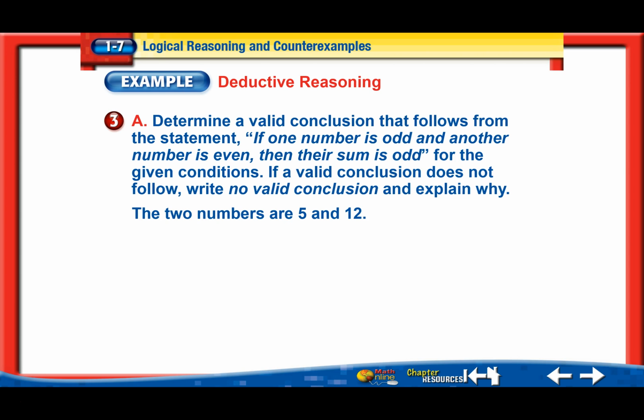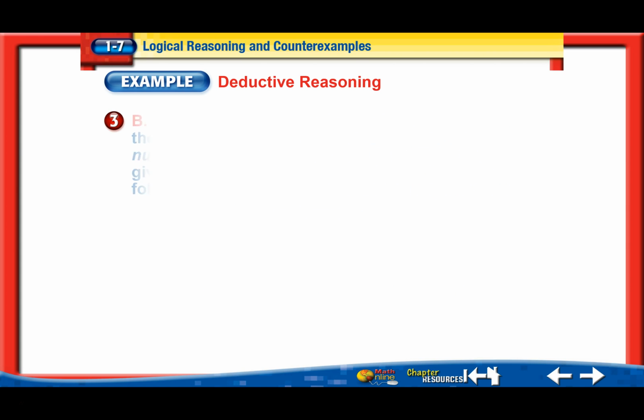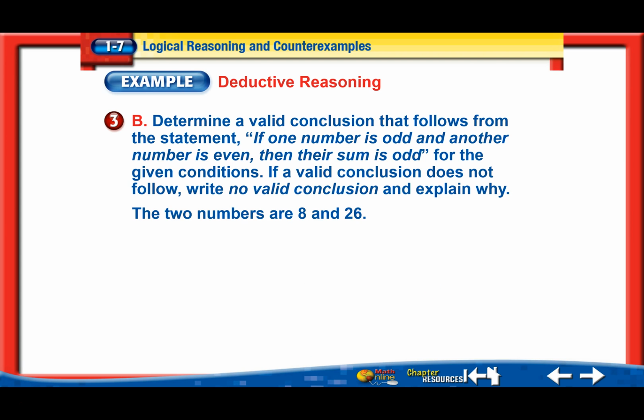So let's try it with a couple of numbers. An odd number, 5, and an even number, 12. We add them together. 5 is odd, 12 is even, so the hypothesis part is true. The sum of 5 and 12 is 17, which is odd, so the conclusion is true. Determine a valid conclusion that follows from the statement: if one number is odd and the other number is even, then their sum is odd.